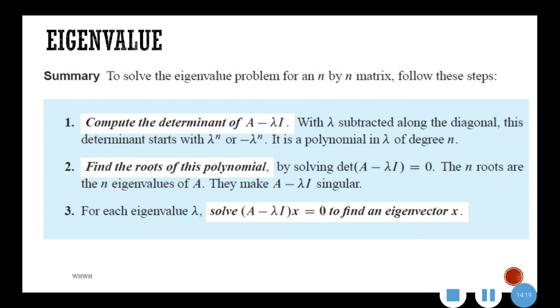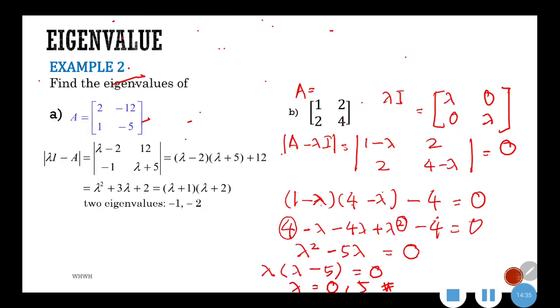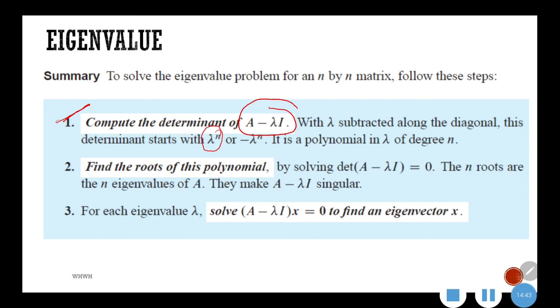Right, so here it says compute the determinant. I think everyone can understand this step now. Okay, start with lambda to the power of n, the highest power. Like just now, we got lambda to the power of 2. So it indicates to us that there are 2 values of lambda, the order of the lambda. Okay, it is a polynomial in lambda of degree n. This will indicate to us we have n eigenvalues of A. Like just now, lambda to the power of 2, so we have 2 eigenvalues of matrix A.